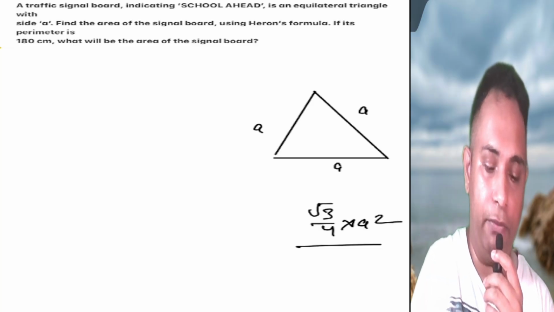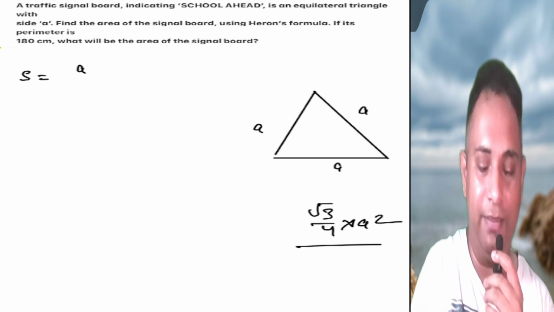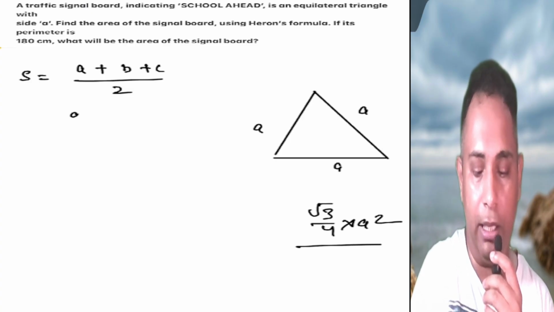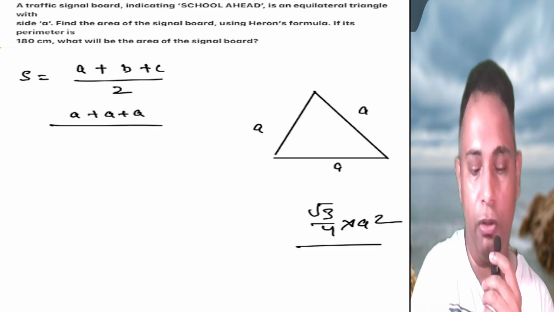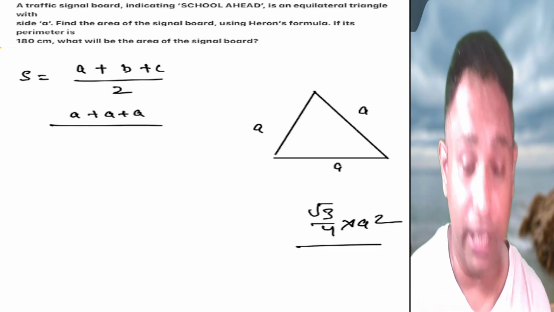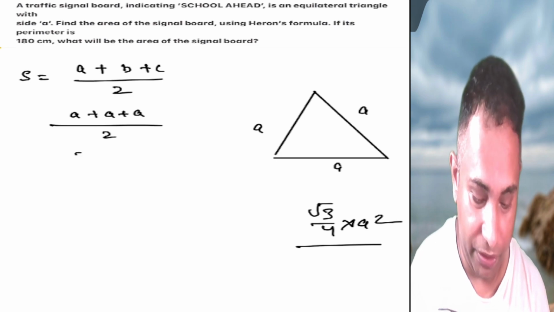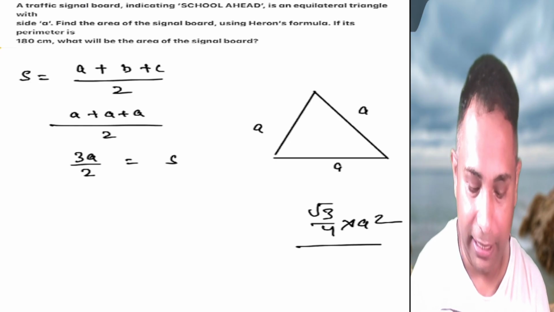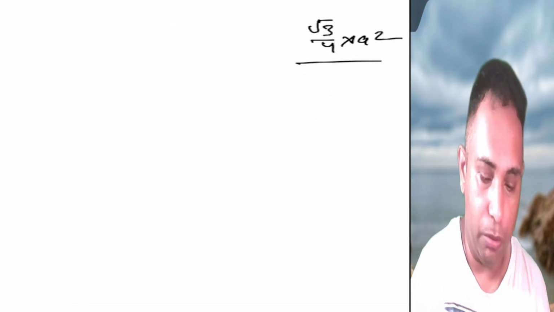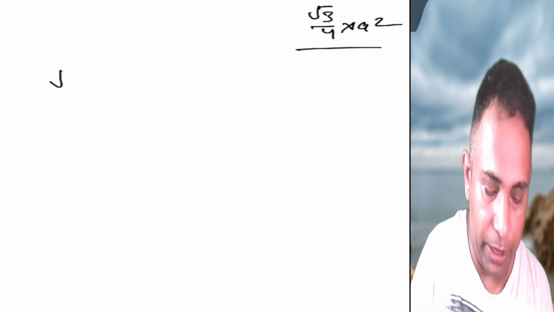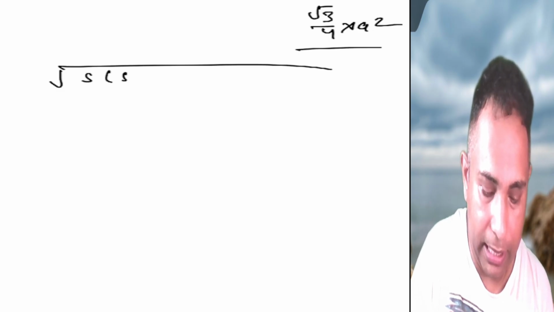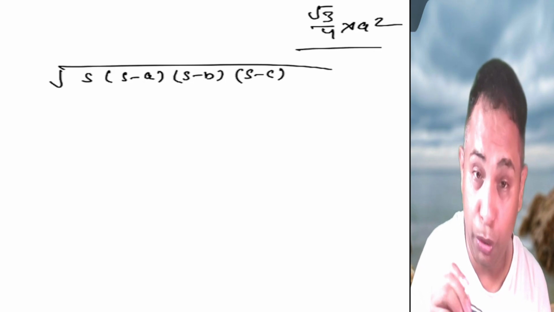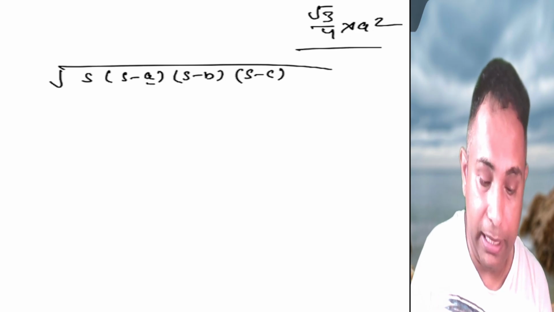First we will calculate S. As we have learned, it is the semi perimeter, A plus B plus C by 2. Simple. We can write A plus A plus A because A, B, C are equal, hence it is an equilateral triangle. We can write it like this: 3A by 2 is equal to S. Now what we need to do is find S minus A, S minus B, S minus C. No issue. In this question, we know A, B, C are equal.